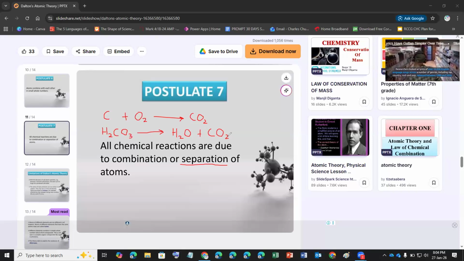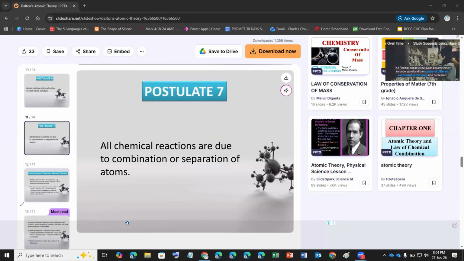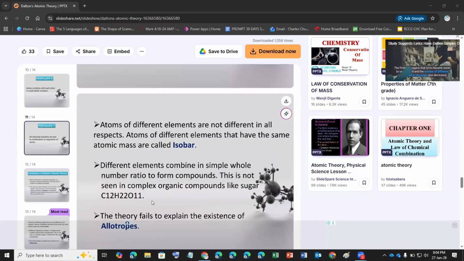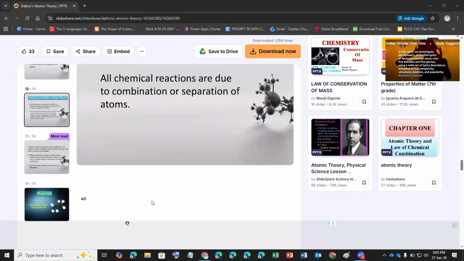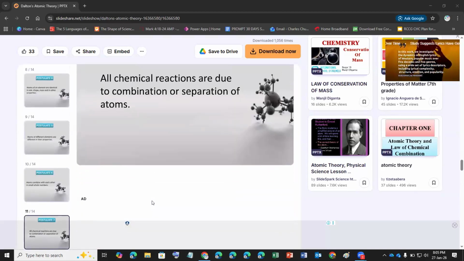Okay, so if you have this example at the back of your mind, you remember. Okay, I think that's the last one. So those were the assumptions under his model.